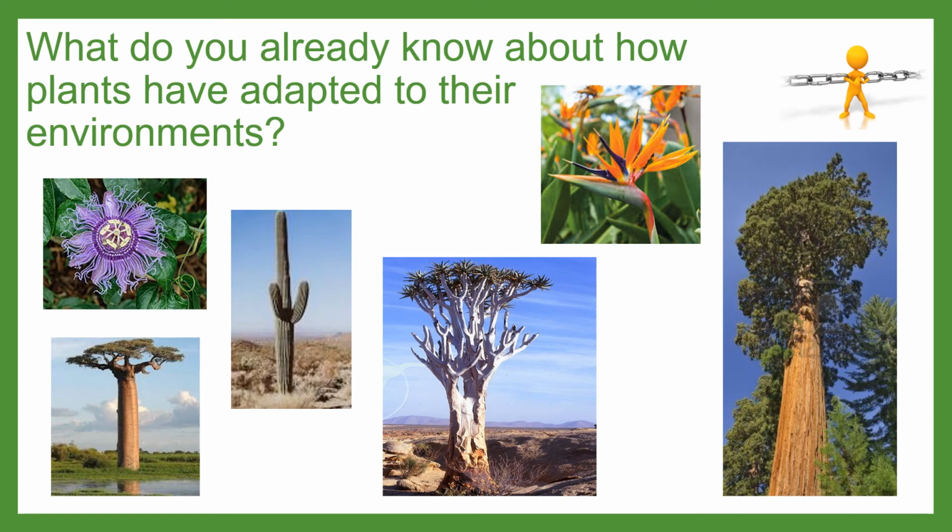Here we have different plants. We have Passiflora, we have the baobab tree, we have a cactus, quiver tree, bird of paradise flower, this giant redwood. How do you think they've all adapted over the years to suit their habitat? Pause for thought and jot down some ideas.